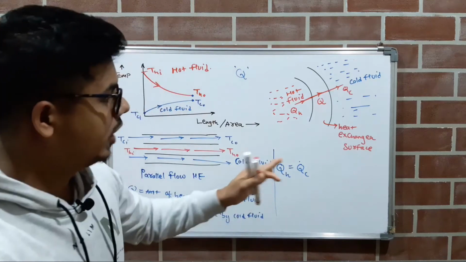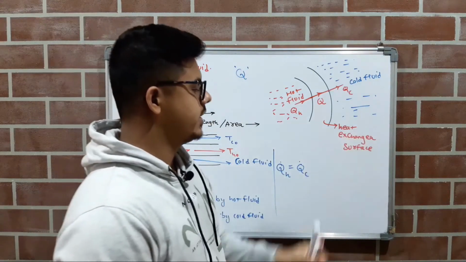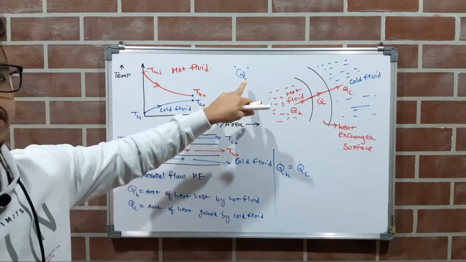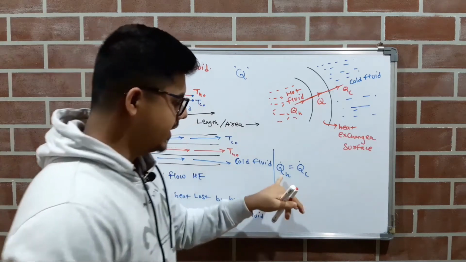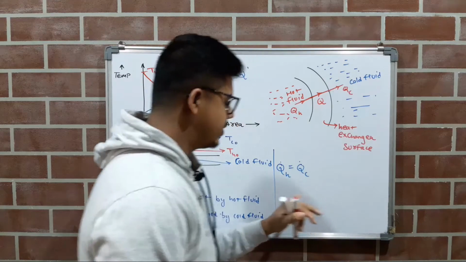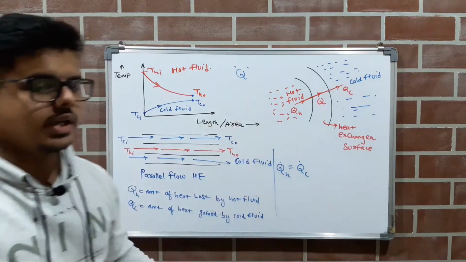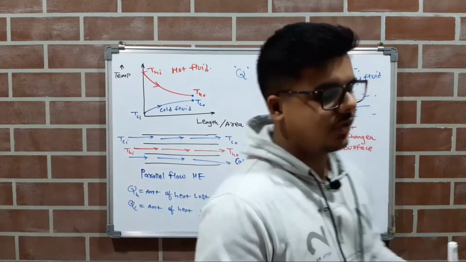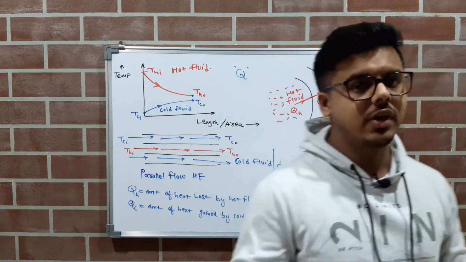So at what rate the heat will travel through this heat exchanger surface, we will consider as Q. Now these are easy to find. The values of QH and QC are easy. Why easy? I will show, but to find Q, it is a little bit tricky.